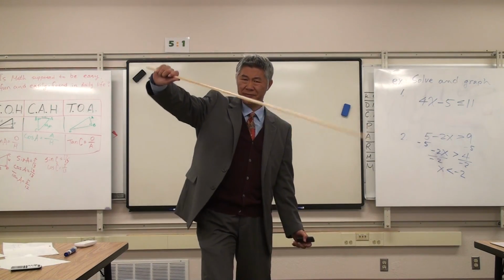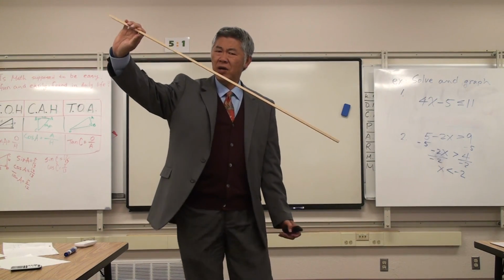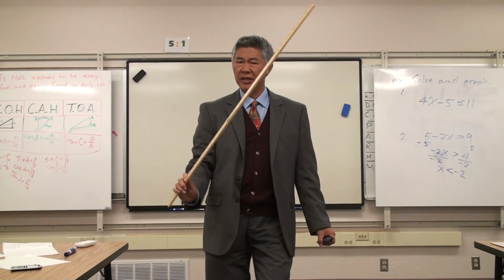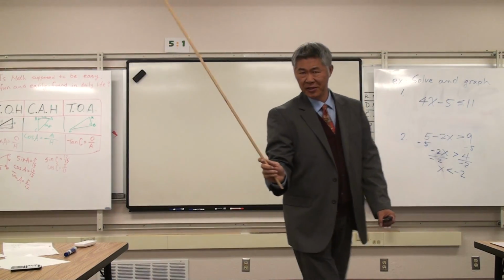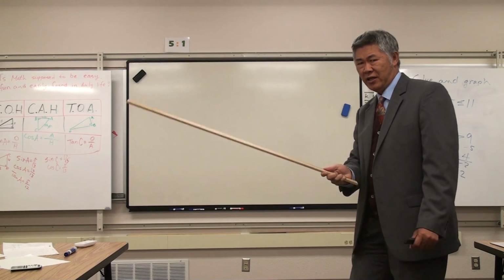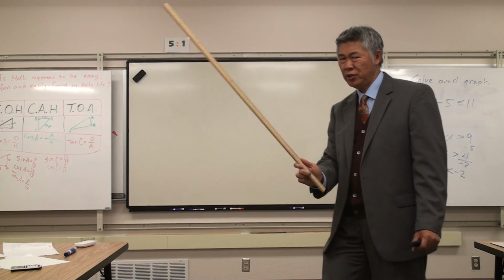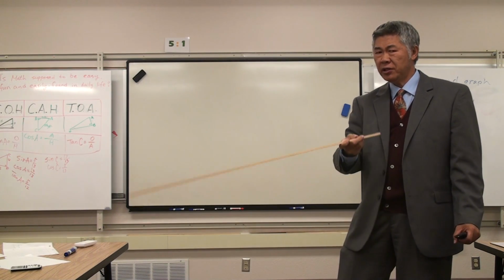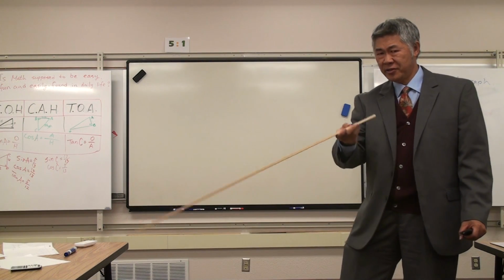Do you see this line? How are you going to use mathematics to talk about how tilted this line is? You see the line again? Okay. How are you going to use mathematics to describe how tilted a line is?